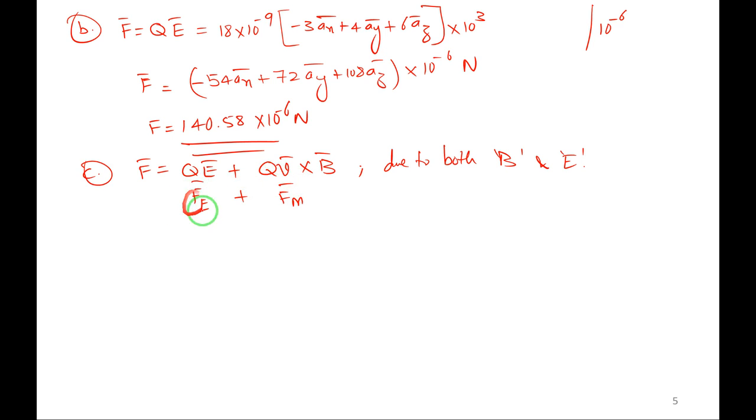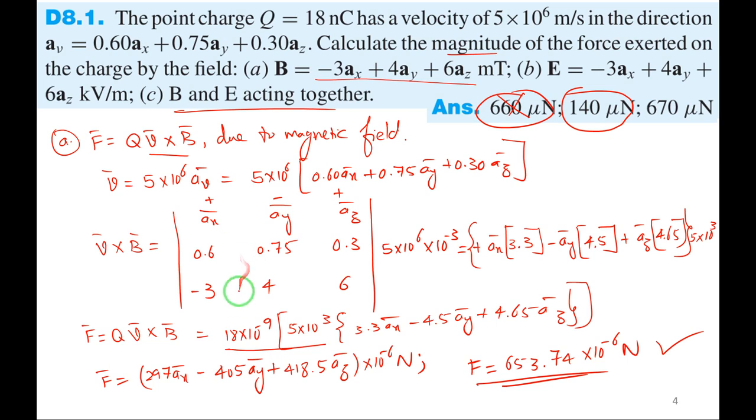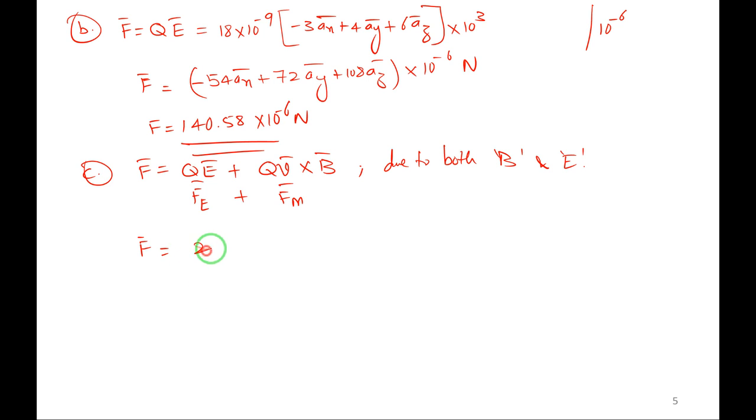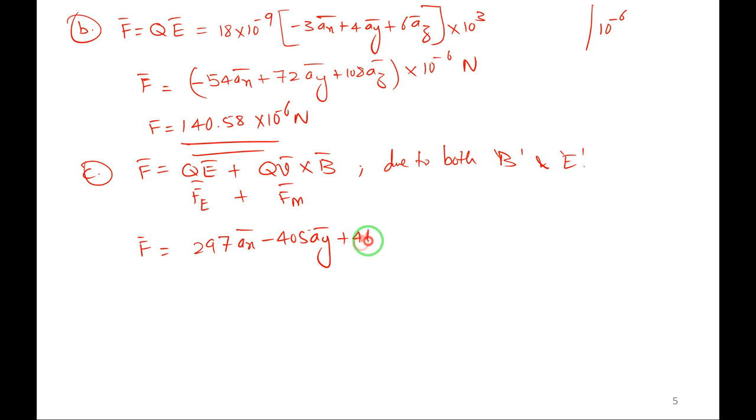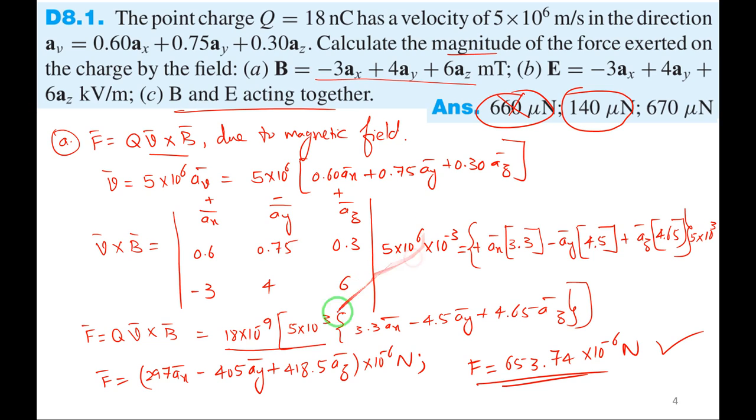So already we have found out electric field and magnetic field. Just add the vectors whatever we got, or else you can take the resultant of the forces, or else you can add both the vectors. So I have the vector here, I will add it. So 297ax, this is FE vector QE, right? 297ax, then minus 405ay plus 418.5 az into 10 power minus 6.